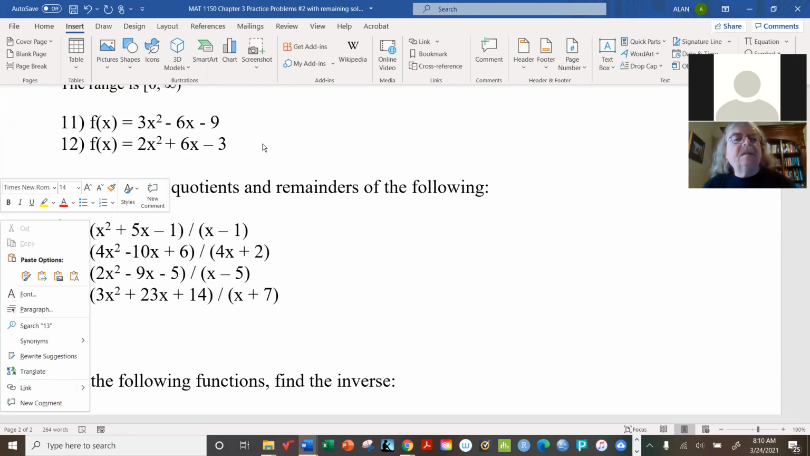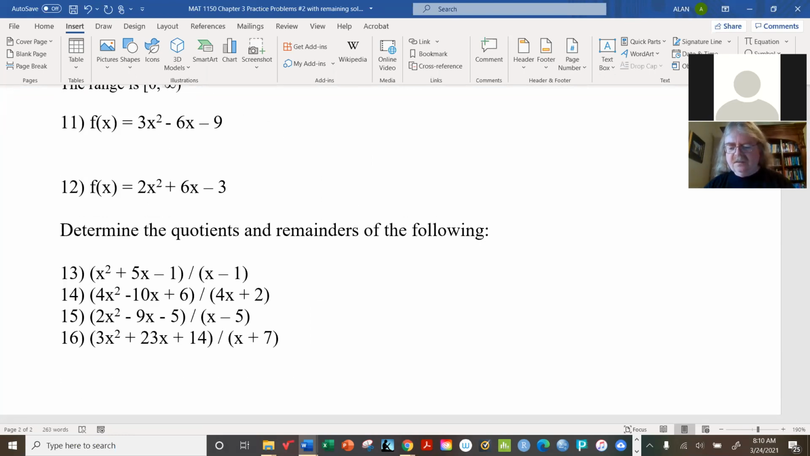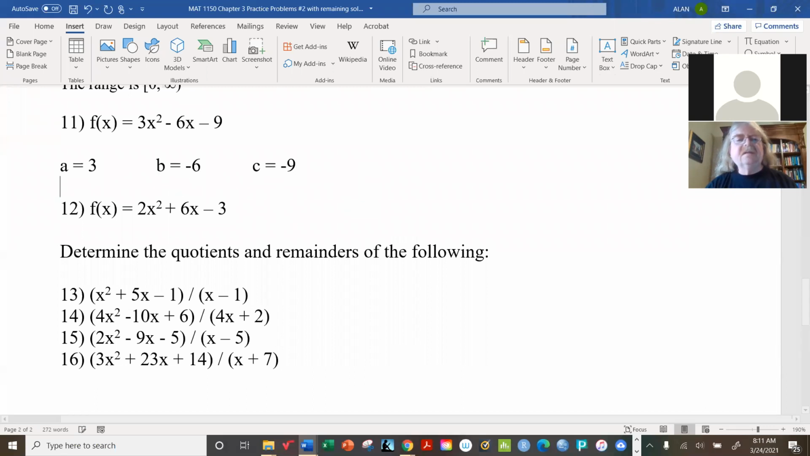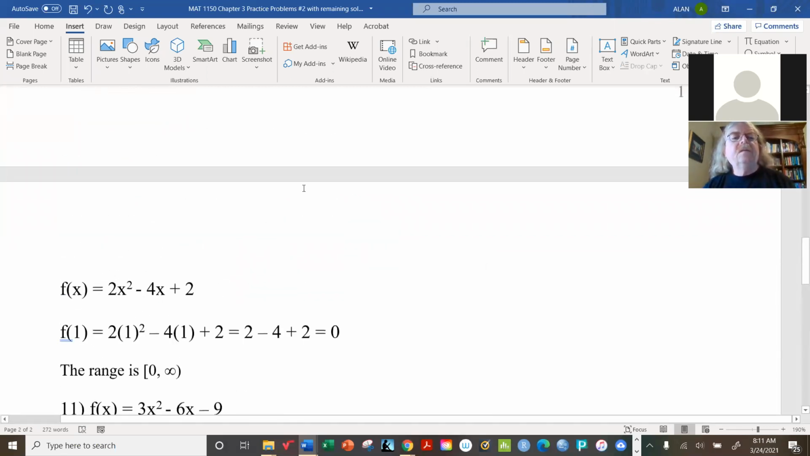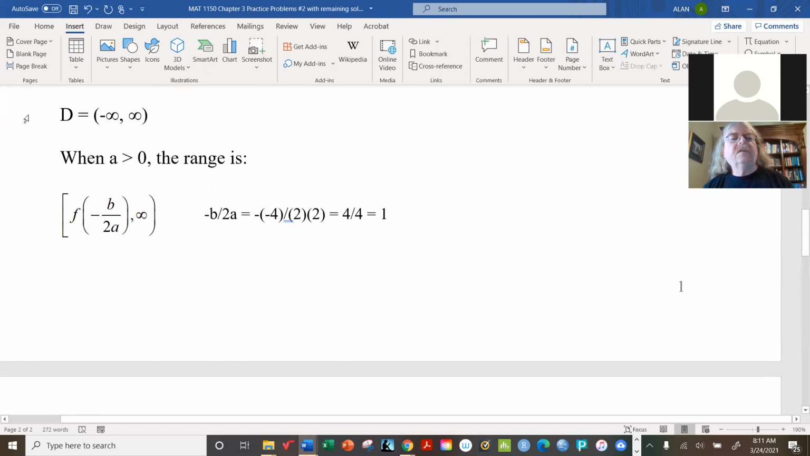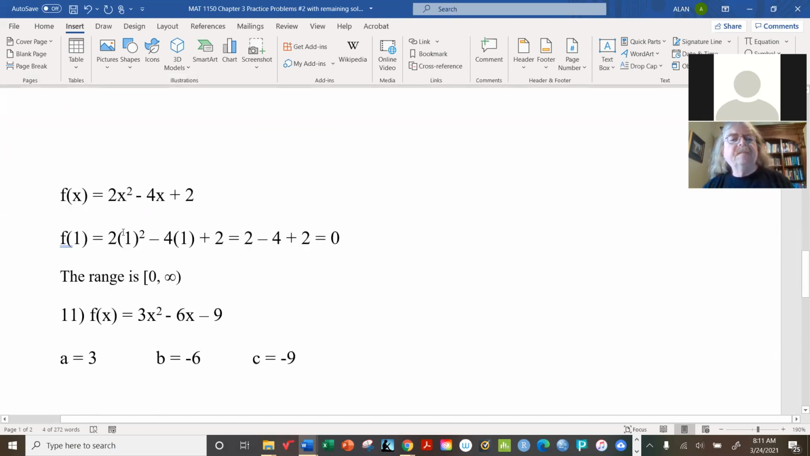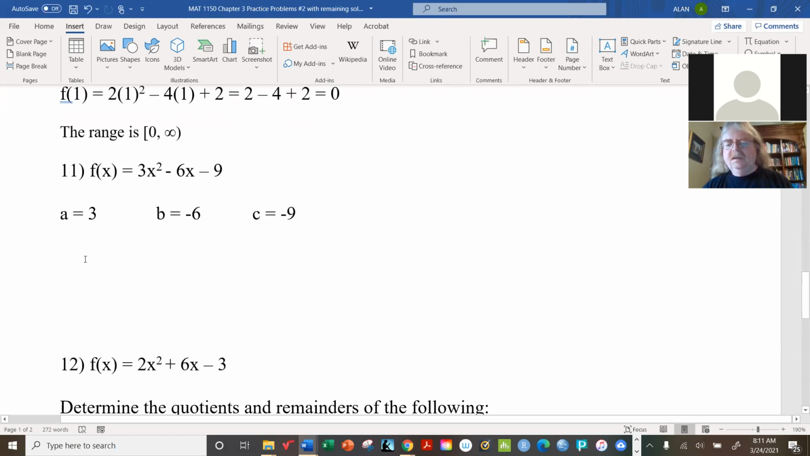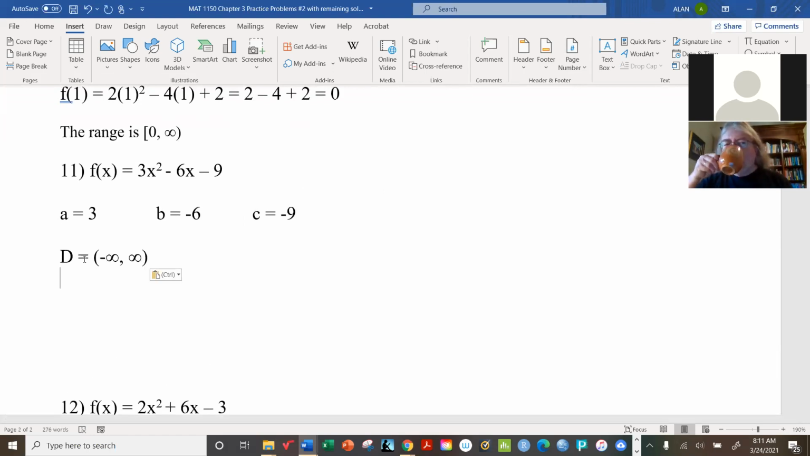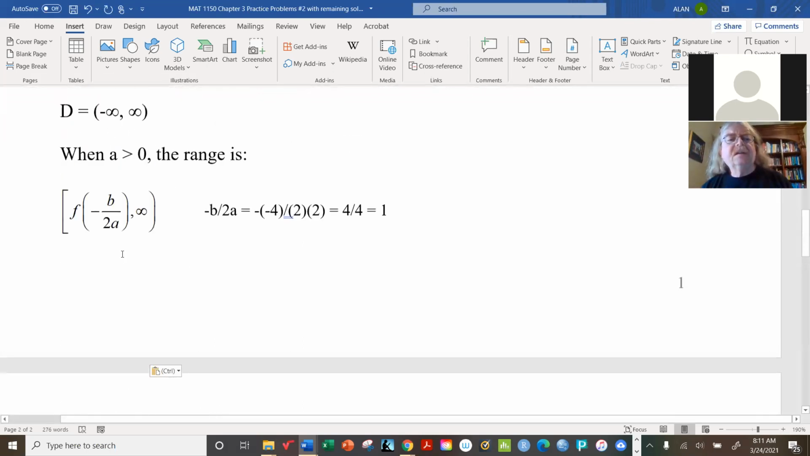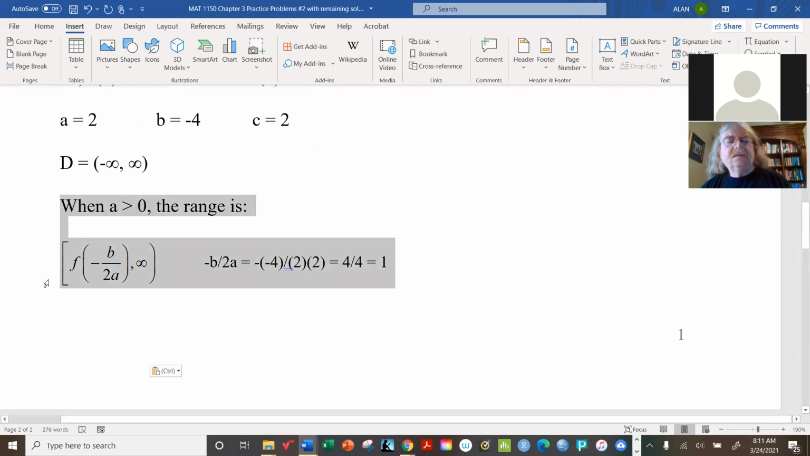So how about this one? We've got a equals 3, b equals negative 6, c equals negative 9. So as always, with a polynomial, the domain is the interval from negative to positive infinity. Okay, so that's easy. And just like before, since a is positive, this is our range.